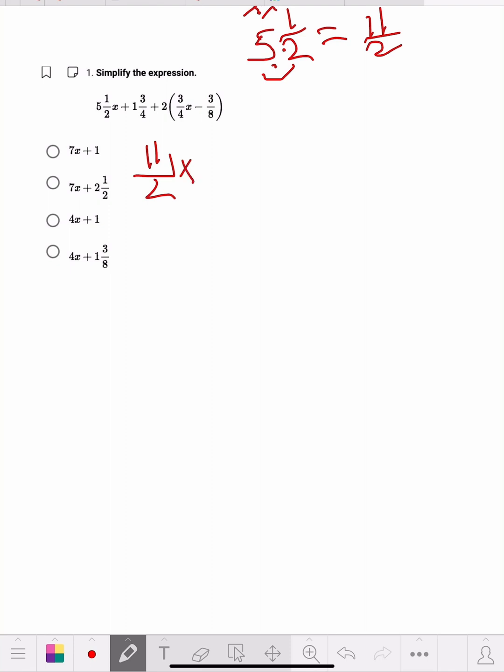Now the next one, plus. We do the same with this. We do 4 times 1 is 4, plus 3 is 7. So it's 7/4. Now it's plus. Let's multiply the 2 and get rid of the brackets at the same time. 2 times 3/4. The 2 is going to cancel out into the bottom, so it's going to end up to be 3 halves. You see how the 2 goes into the 4? And it's going to be an x, so 3 halves x.